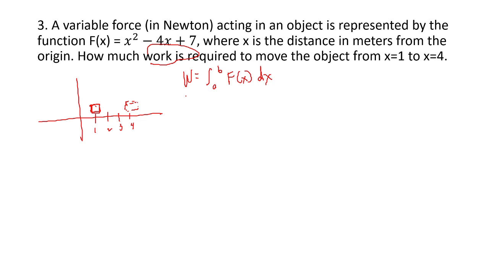Therefore we can substitute here the limits from 1 to 4, then f of x, which is x squared minus 4x plus 7 dx. Okay, so integrating that function, we have x cubed over 3 minus 4x squared over 2, or 2x squared, plus 7x from 1 to 4.